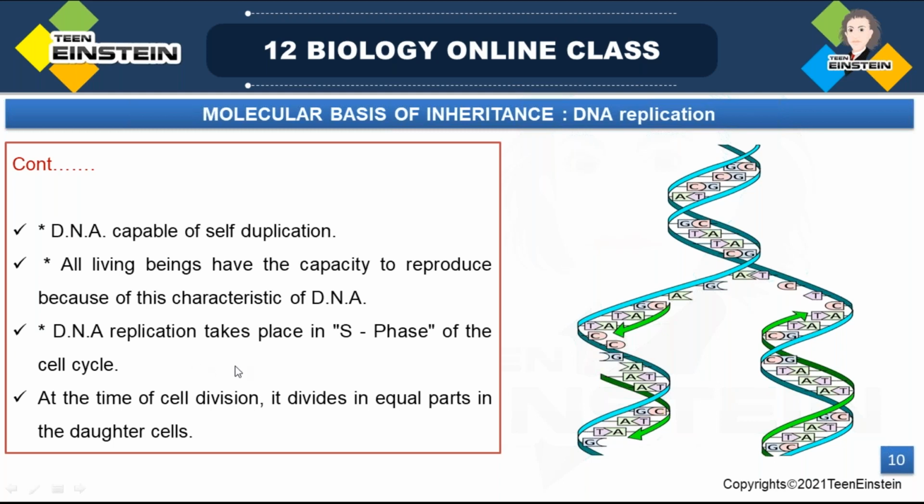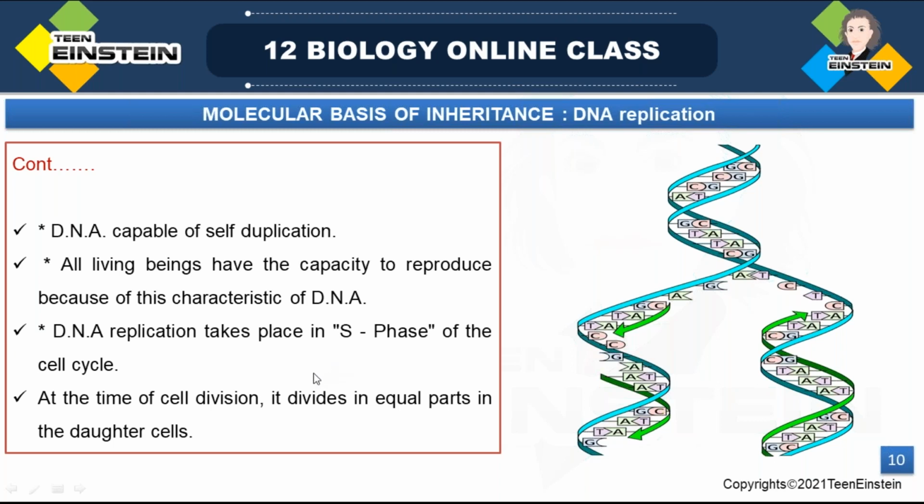Then DNA replication is taking place in the S phase of the cell cycle. In 11th standard, you have learned about cell cycle and cell division. In that, they have mentioned the S phase. Which is the S phase? S is the synthetic phase. In the synthetic phase, what is getting synthesized?